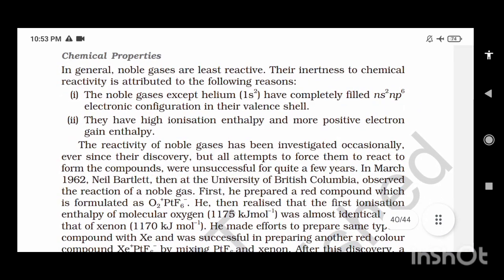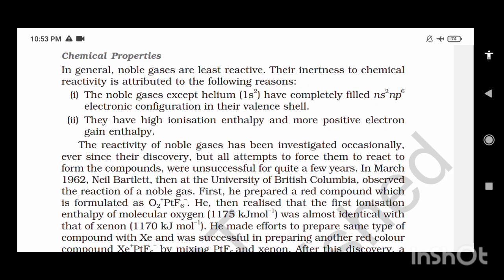Chemical properties. In general, noble gases are least reactive. Their inertness to chemical reactivity is attributed to the following reasons. The noble gases, except helium, have completely filled ns2 and np6 electronic configuration in their valence shell. They have high ionization enthalpy and more positive electron gain enthalpy.